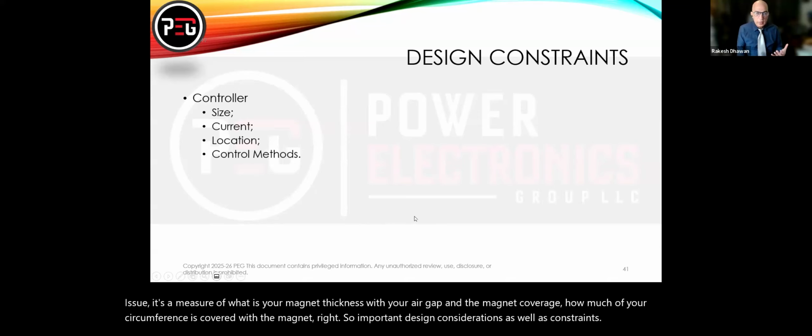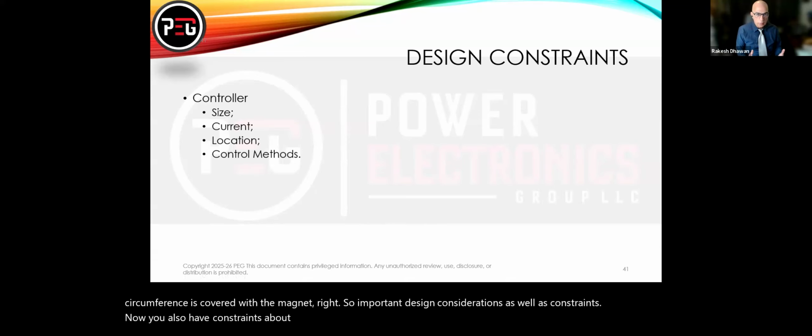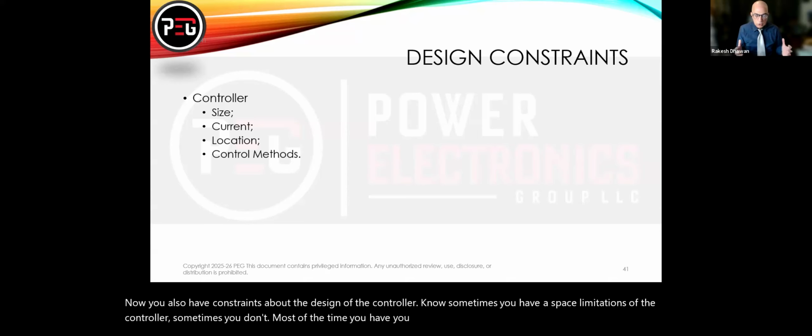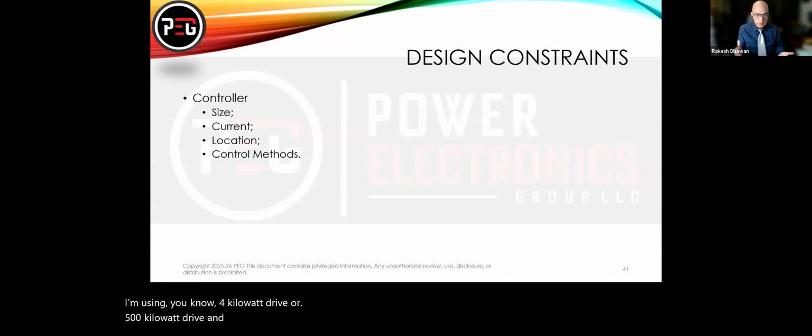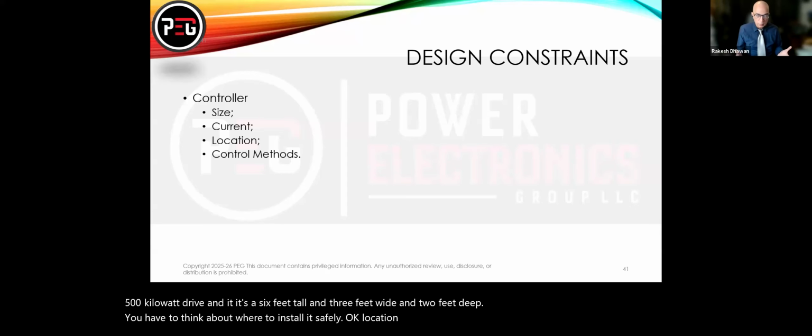Now, you also have constraints about the design of the controller. Sometimes you have space limitations for the controller. Sometimes you don't. Most of the time, you have larger drives, and it becomes a bigger issue. If I'm using a 400 kilowatt drive or 500 kilowatt drive, and it's 6 feet tall and 3 feet wide and 2 feet deep, you have to think about where to install it safely. Okay, location becomes important, control methods become important.